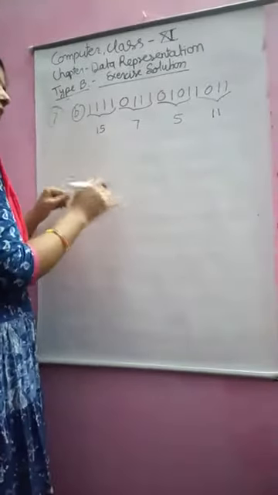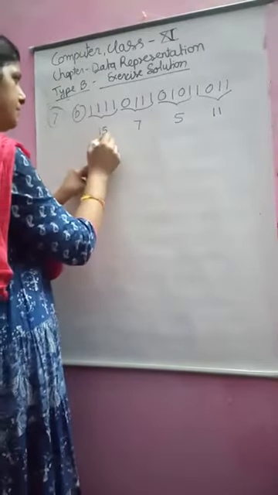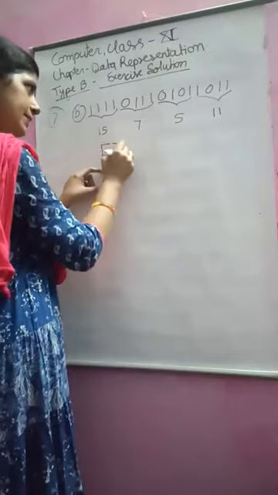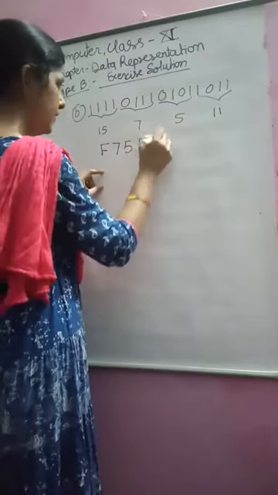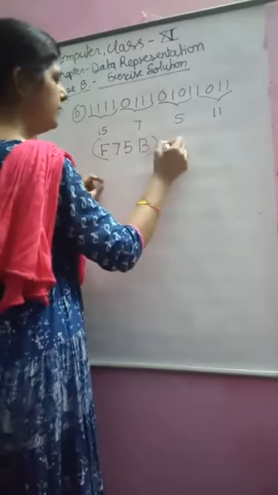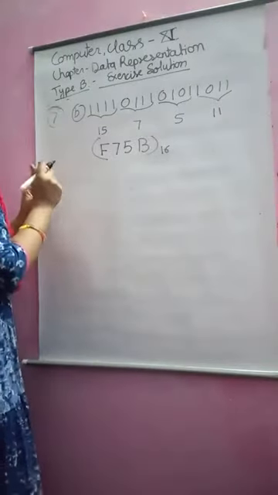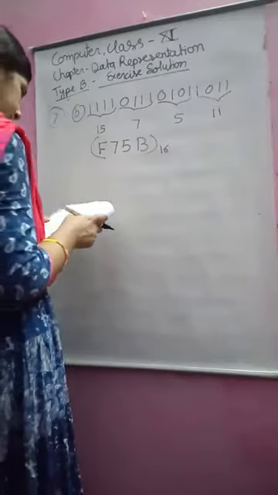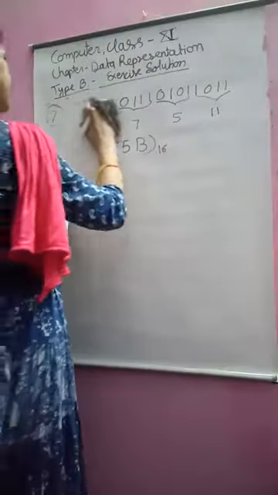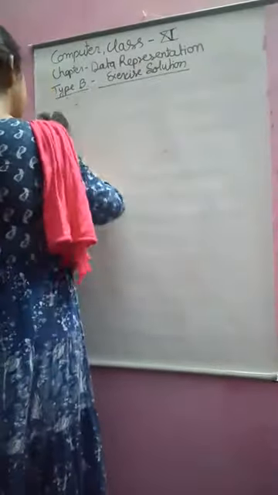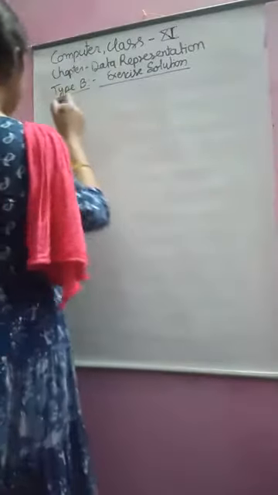Now convert it to the hexadecimal number. 15 means F, 7 as it is, 5 as it is and 11 means the B. That is the 4 bit, that is the equivalent hexadecimal number. Now question number 9. Question number 8 is again convert the binary to the hexa. Same thing. Question number 9.